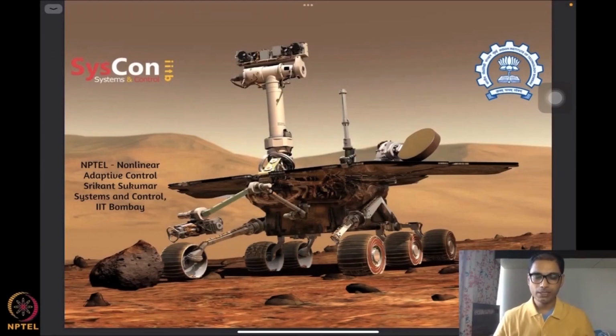Hello all. Welcome to yet another session of our NPTEL on Nonlinear and Adaptive Control. I am Srikant Sukumar from Systems and Control, IIT Bombay. So we are again starting in front of our motivational image of this rover on Mars. And we are now well into studying mathematics, which will help analyze the stability of algorithms driving systems such as these. So, without delaying any further, let me first give a short recap of what we were doing last time.